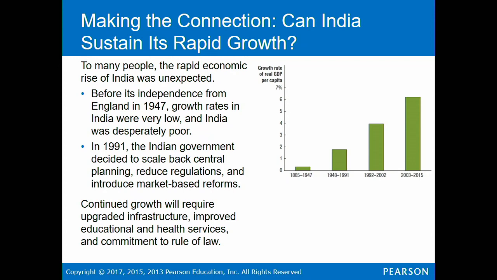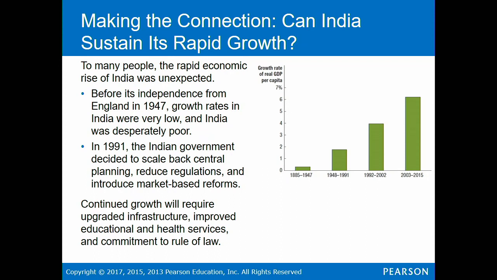There's still room to improve the education being offered and to get as many people educated as possible. The more educated the population, the better the human capital, the more productive they're going to be in general. And there are some problems with commitment to rule of law they're facing.